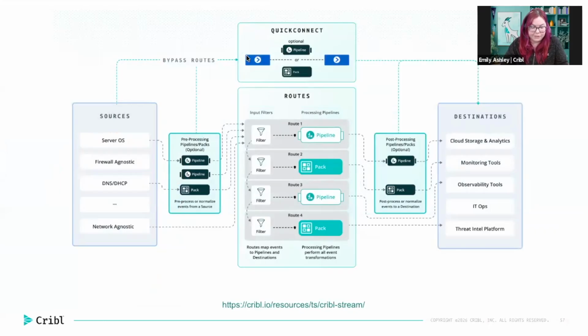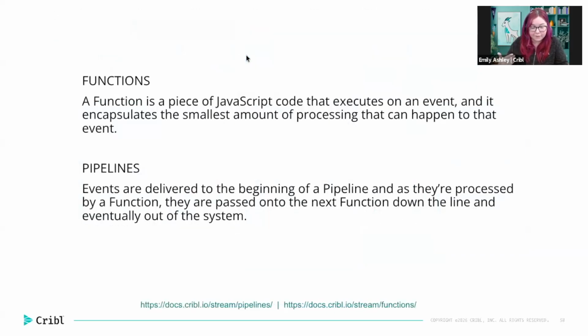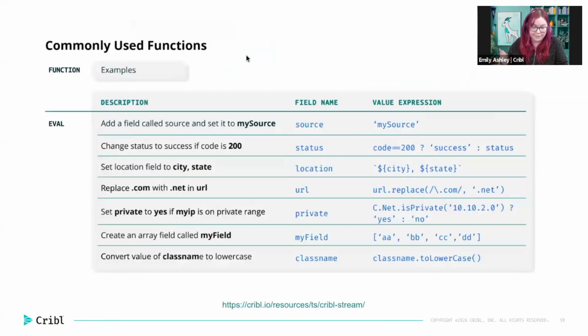Okay, so quickly, in case you're new to Cribl and what a pipeline is and how you use one, here you can see various pipelines. You can see some pre-processing pipelines, post-processing pipelines, as well as pipelines used in the routing table. Quick vocab. Functions are a piece of JavaScript code that executes on an event, and a pipeline is a series of those functions. You can read more about that on our doc site. Commonly used functions. I stole this from the tip sheet, which is highly recommended, obviously. Stream ships with a growing collection of highly configurable out-of-the-box functions. You can create, remove, update, and rename fields.